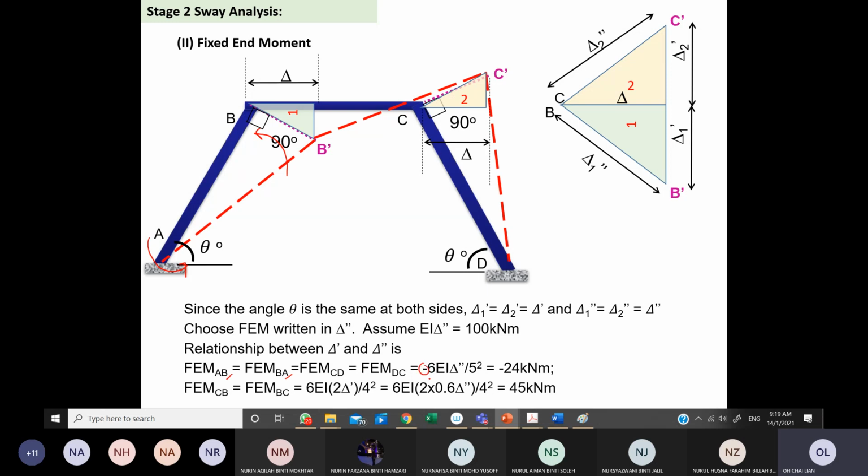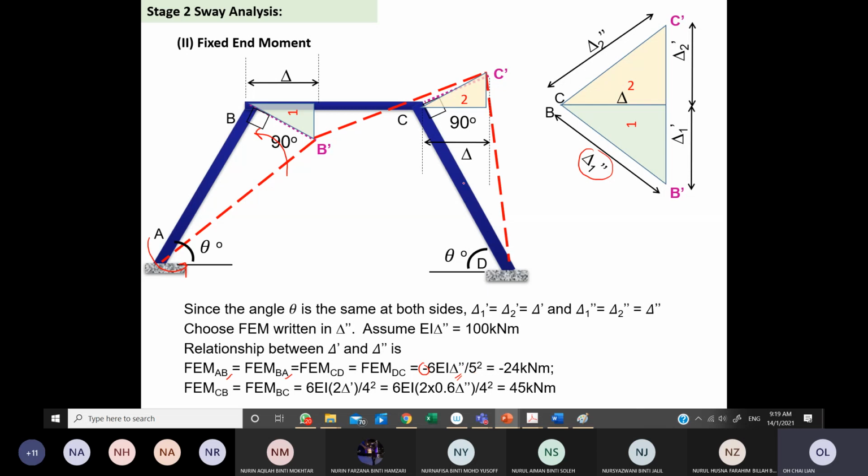Okay, if you can see that, negative 6EI delta over L squared. And the delta here for member AB is delta 1 double prime, right? So you have the delta double prime here, okay? And divided by the length of 5. Okay, so let us have a look at CD.